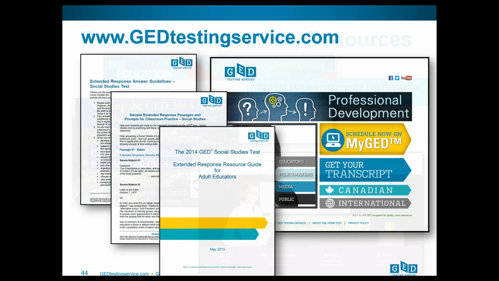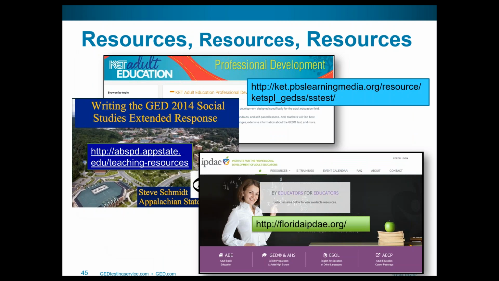And then a couple of other things that you may want to use as resources. KET Adult Education has professional development videos and online courses, so you may want to take advantage of those. They're all free. PBS LearningMedia, pbslearningmedia.org, has one that focuses on social studies and another that focuses on science. That may be something that you want to do.